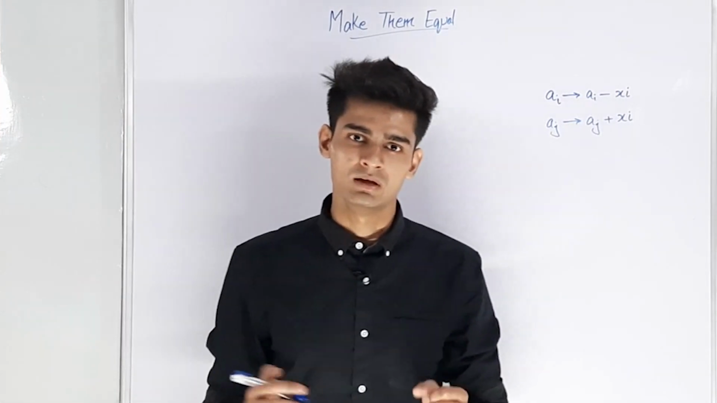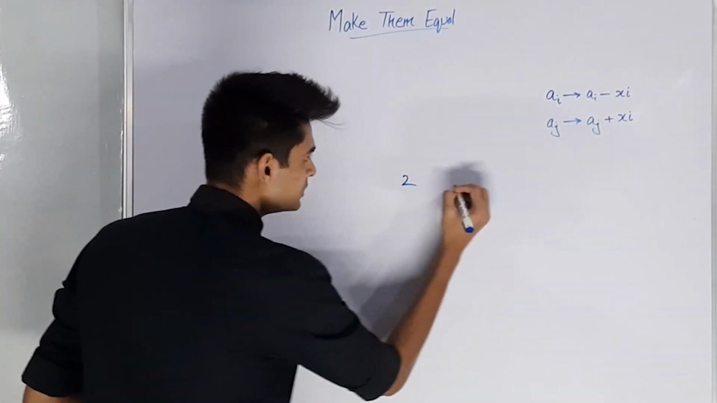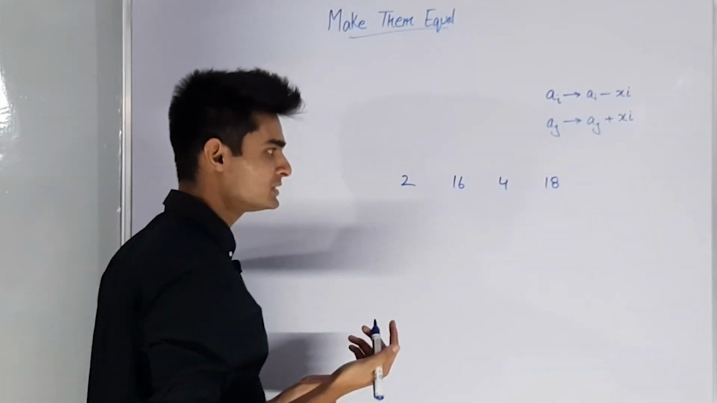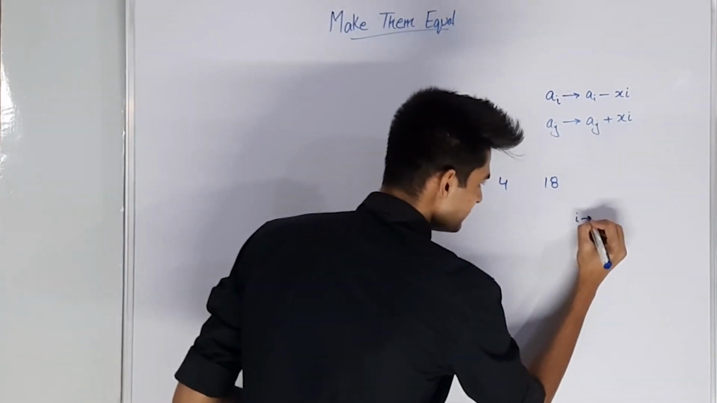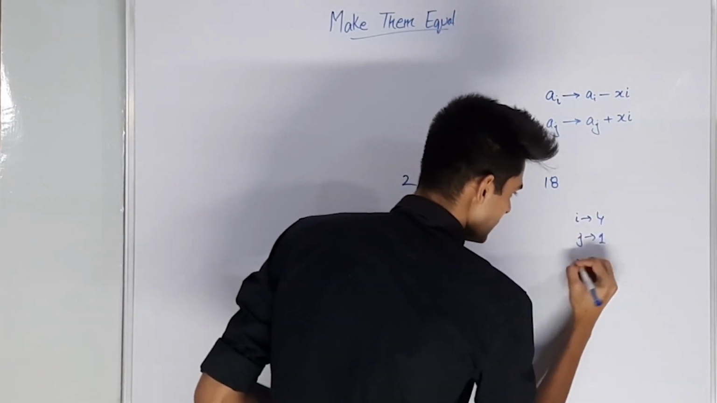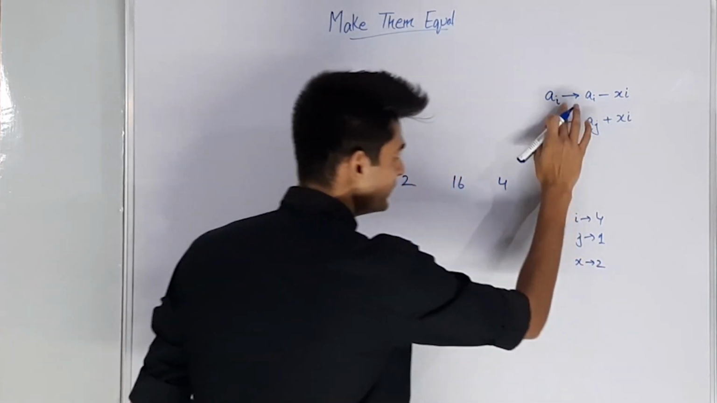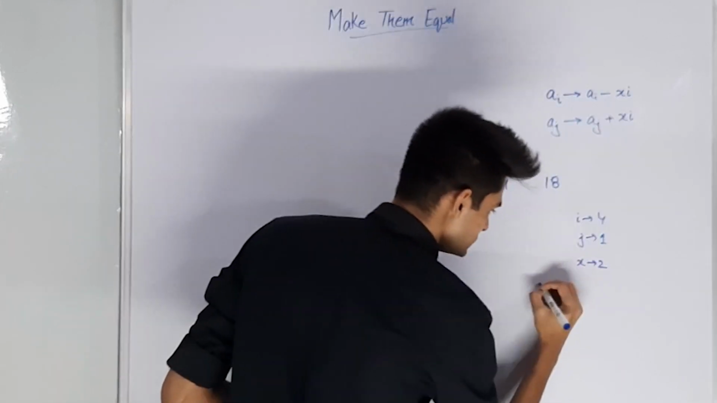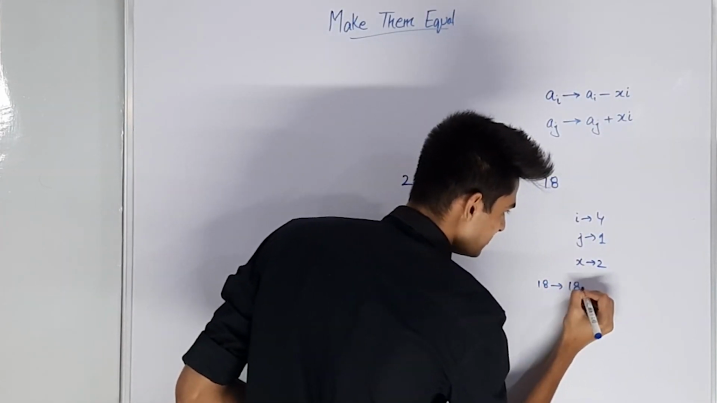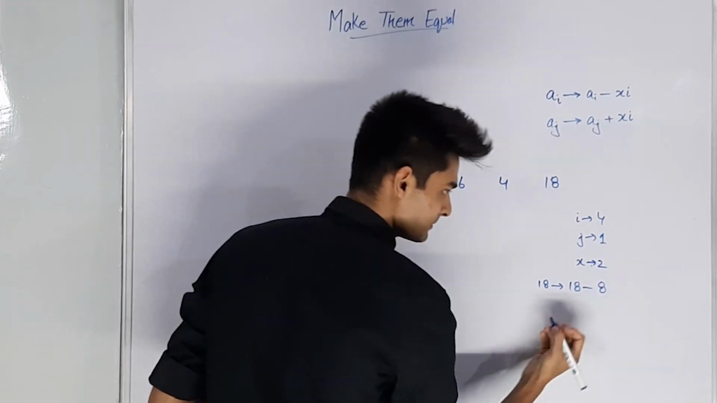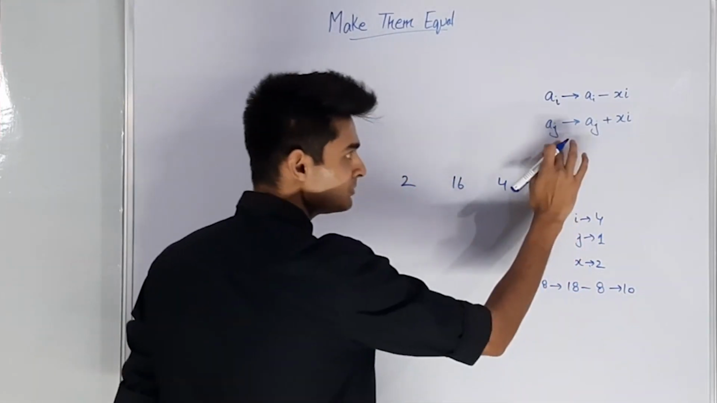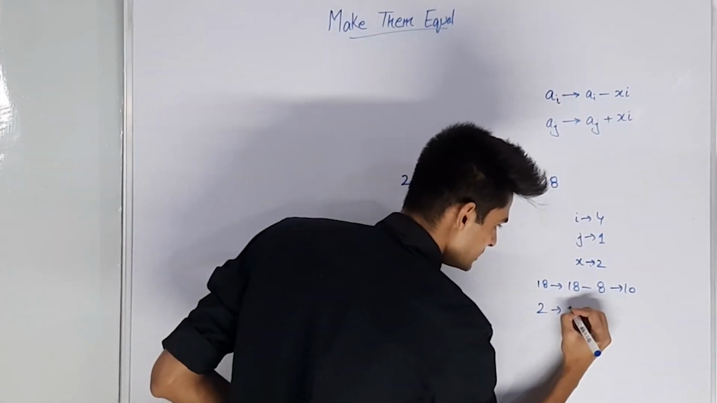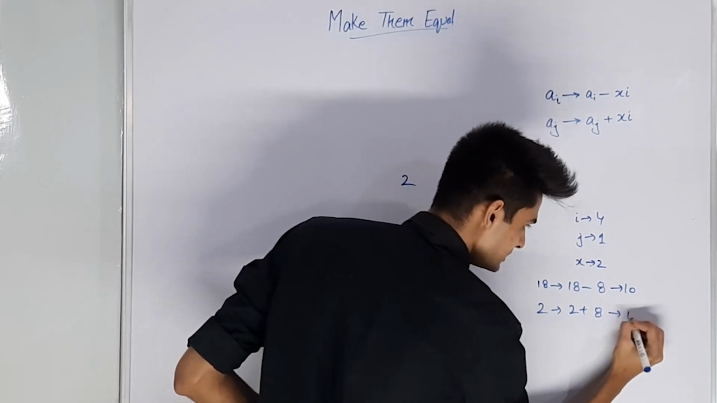So let's take an example. Let's say our array was 2, 16, 4, 18. Now the first operation that we'll make is 4, 1, 2. So basically i will be 4, j will be 1 and x will be 2. Now a_i should become a_i minus x times i. Now a_i, that is a4, is 18, so 18 becomes 18 minus x times i, that is minus 8. So this becomes 10, and a_j should become a_j plus x times i. So a_j is 2, so 2 becomes 2 plus x times i, that makes this 10.